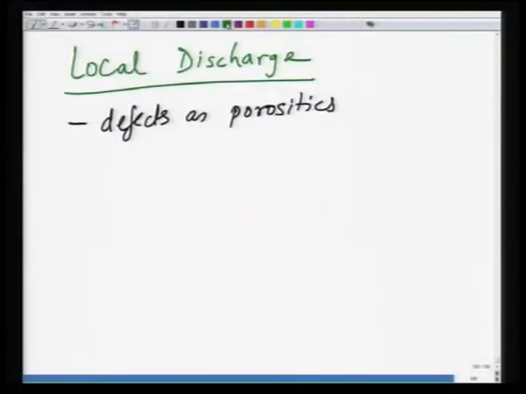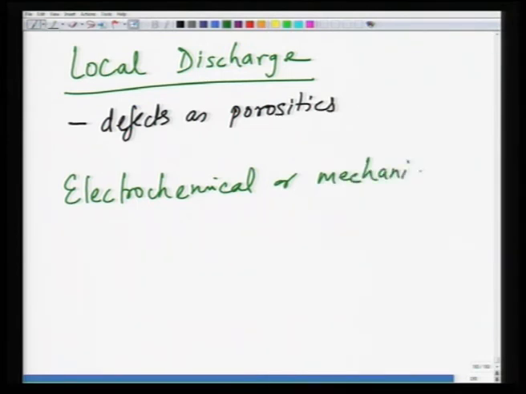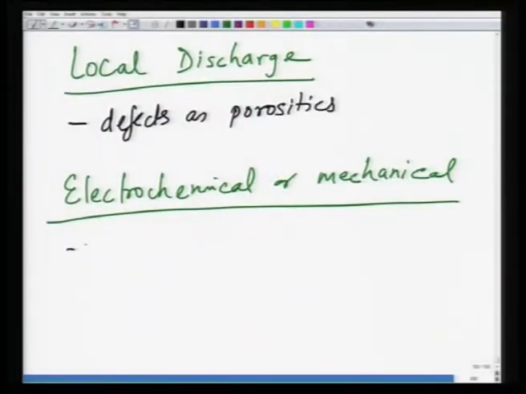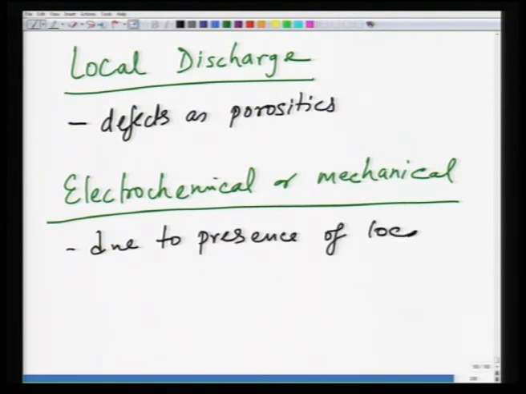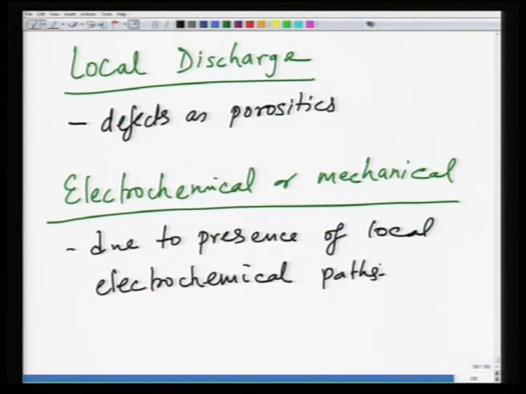And then finally, we have what we call electrochemical or mechanical breakdown, and this is essentially due to transport of conducting material because of local electrochemical current paths that may be created in the interior of the dielectric, and these are affected by atmospheric conditions such as humidity and pH.